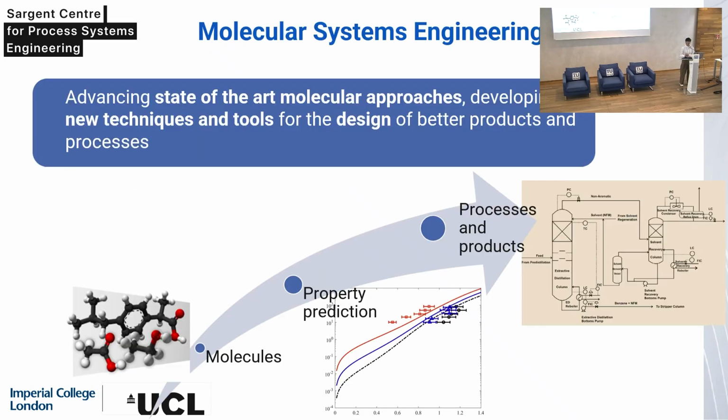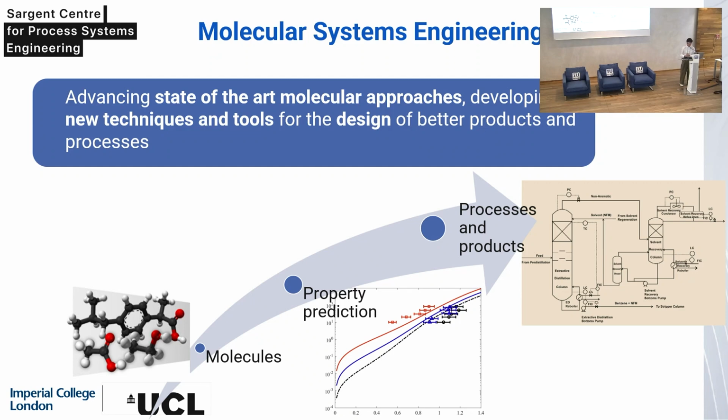So in terms of the work that we do in Imperial, I work in a group that we call Molecular Systems Engineering. We are a large collaboration that involves 5 academics and a large number of postdocs and PhD students, where we use state-of-the-art molecular approaches to develop techniques and tools to design products and processes. So we start, as you see in the picture, with an understanding of molecules. That understanding and tools like SAFT allow us to predict the properties of the systems that we might be interested in. So today, for example, CO2 capture.